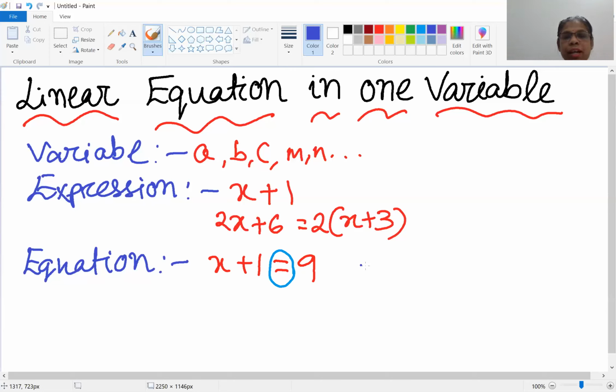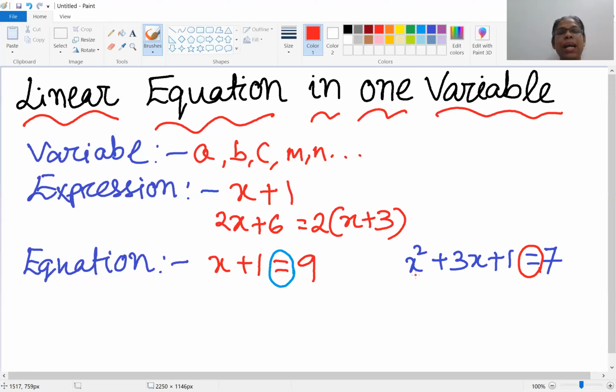Can you tell me now what this is? x square plus 3x plus 1 is equal to 7. Here, is it an expression or an equation? Yes, you are correct. This is an equation because we have an equal-to symbol and I have a variable. I can find out the value of x here.